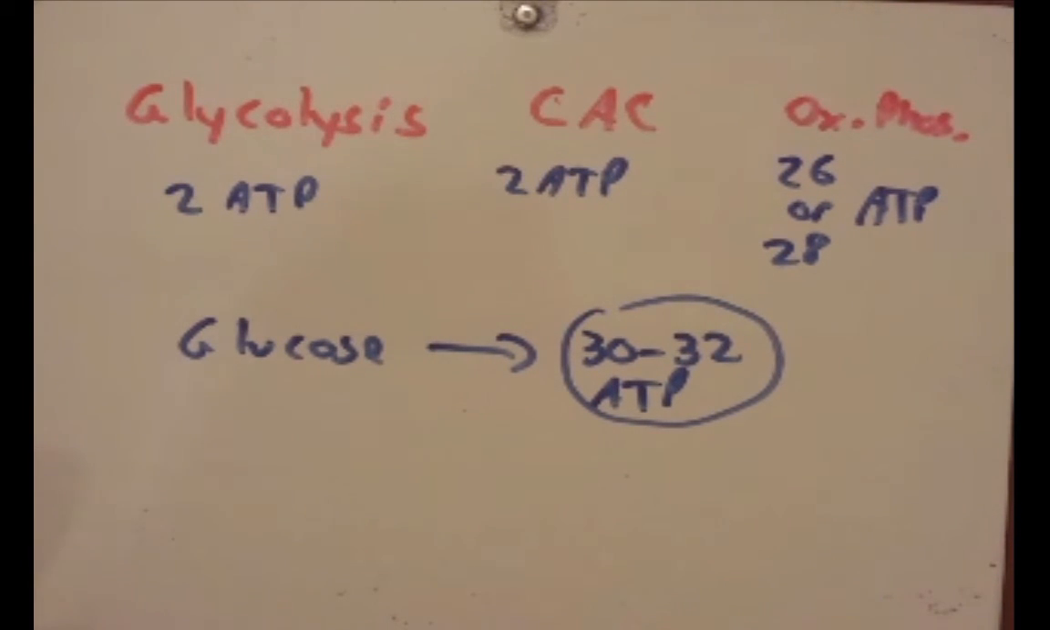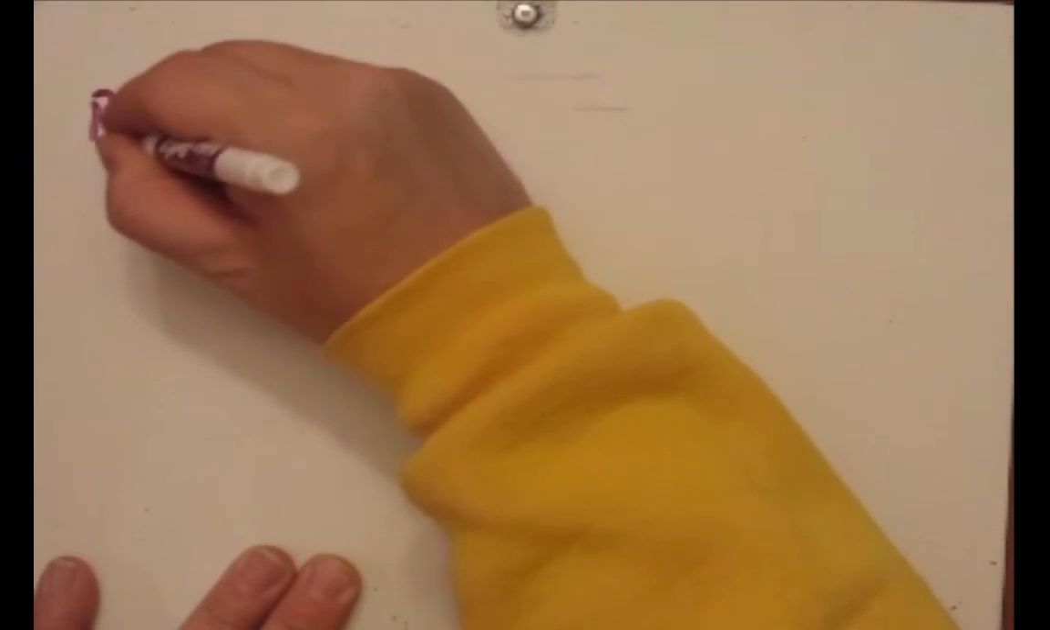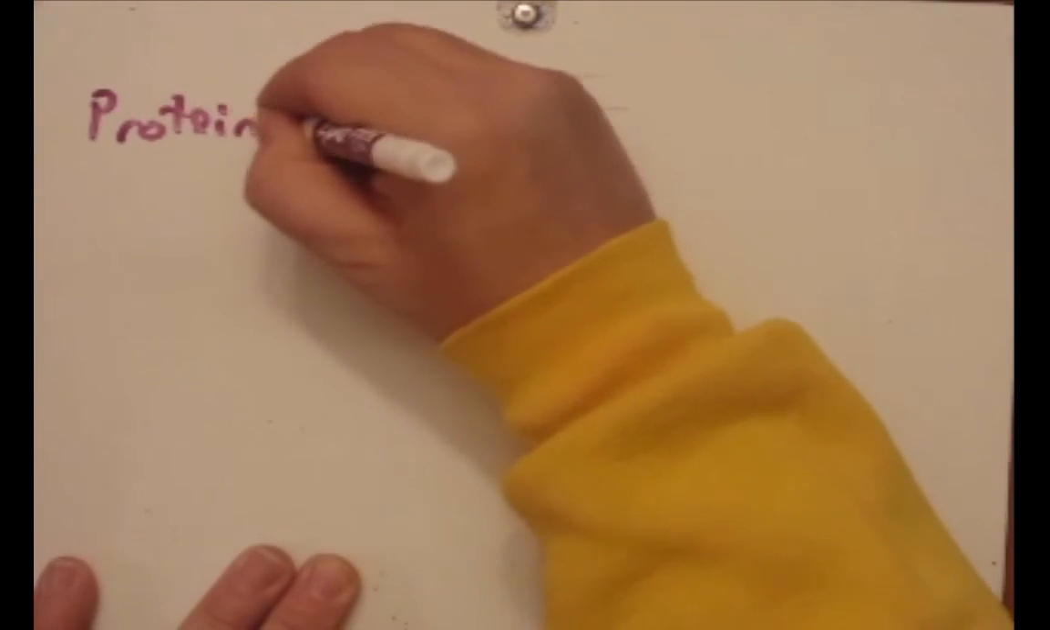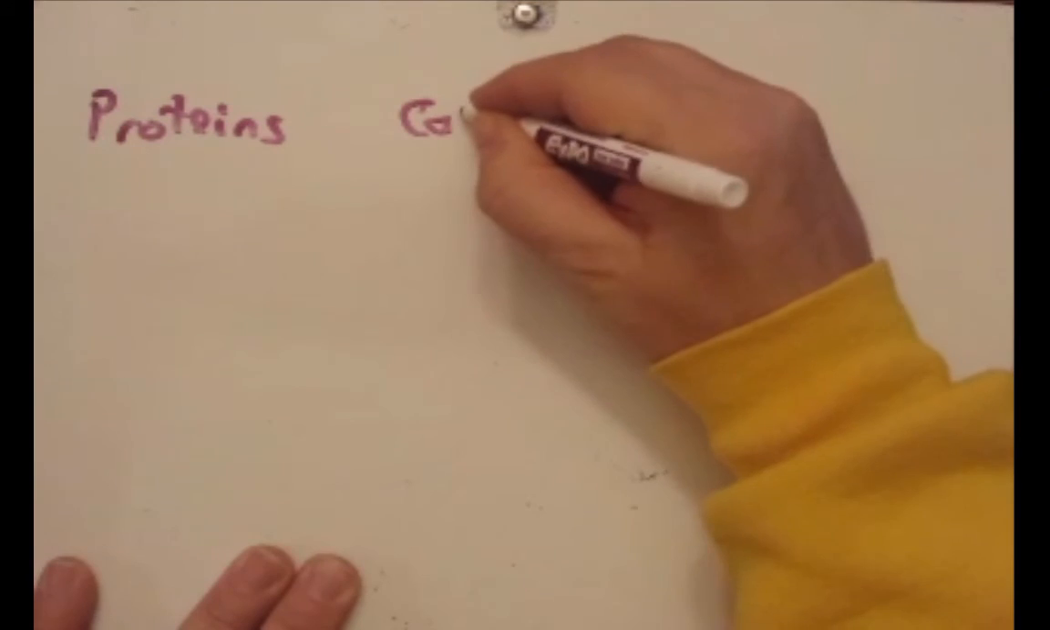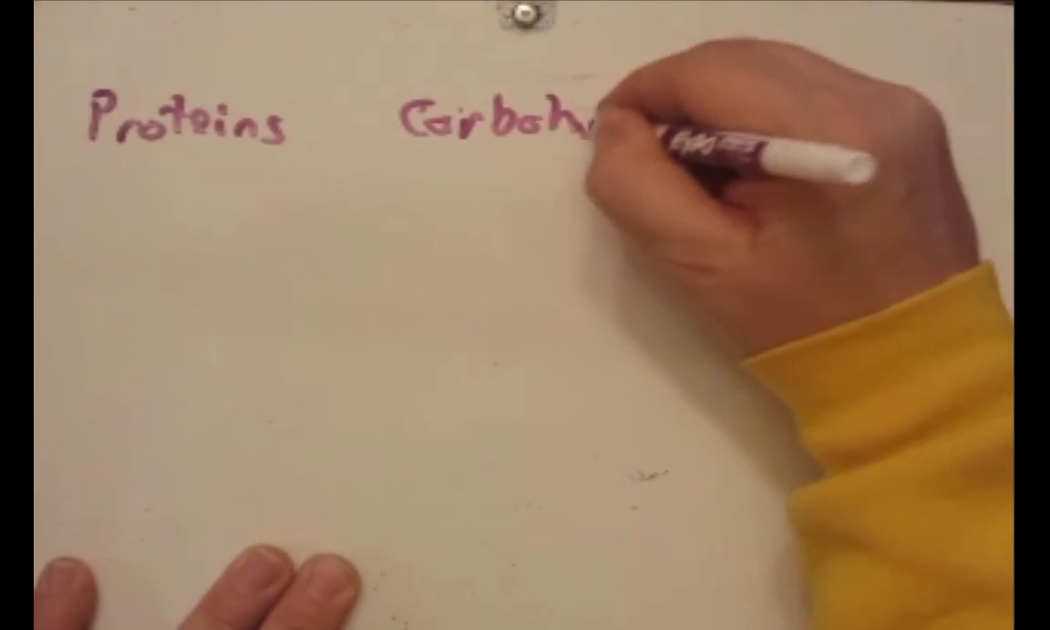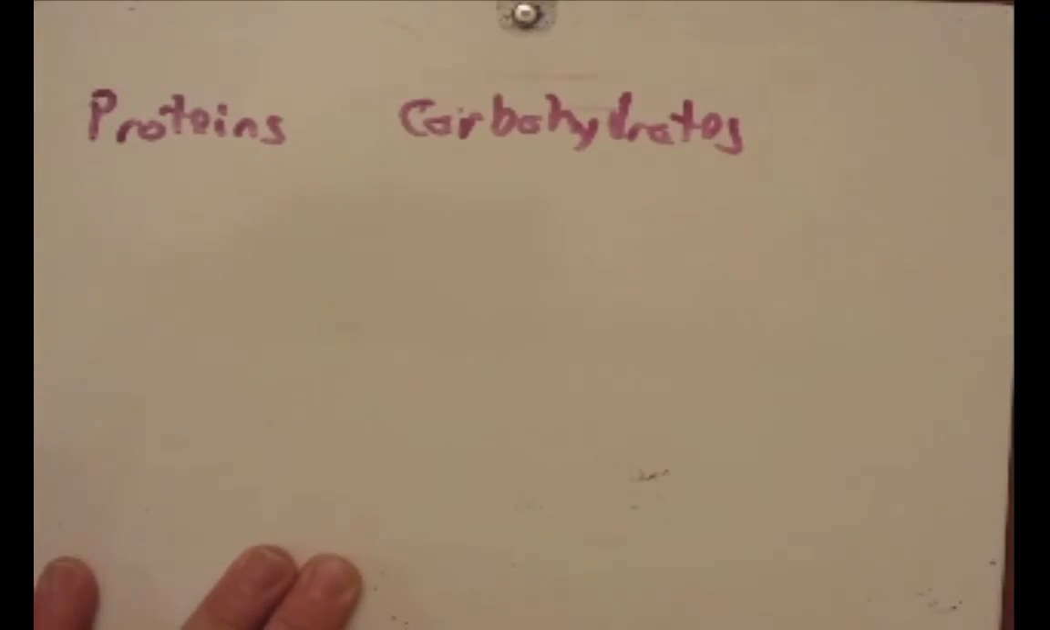Now for the last question in this objective, the question asks, can cells break down other things besides glucose? And the answer is yes. So let's just kind of talk a little bit about this. We can have proteins broken down. We can break down carbohydrates. And we can break down fats.